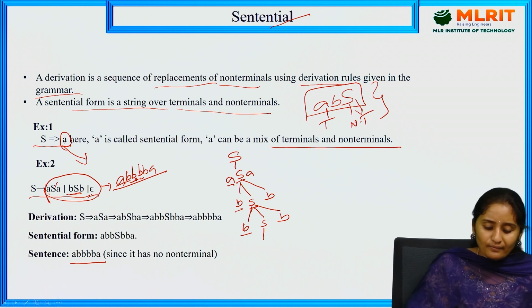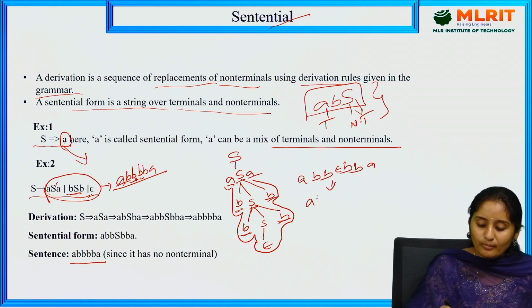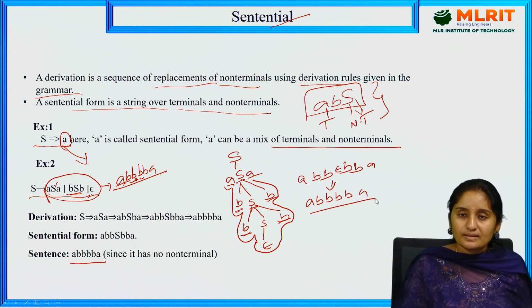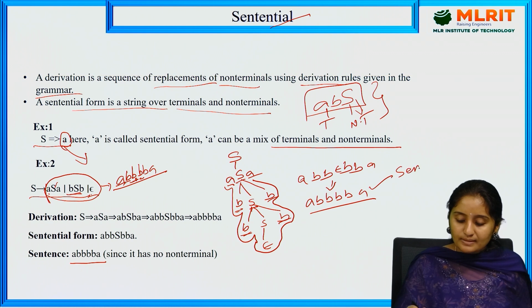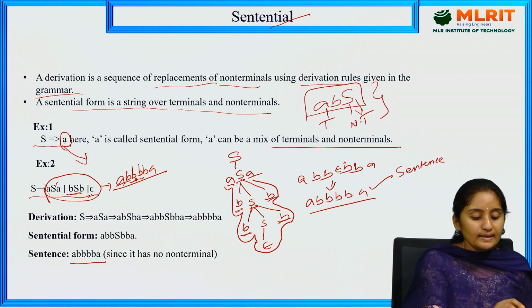And now I can derive S with epsilon. So what am I getting? A, B, B, epsilon. Epsilon is nothing but empty. Nothing is there. Next B, B and A. See here, A B B epsilon B B A. So by removing epsilon, I write A B B B A. This is the string it generated, and this is nothing but a sentence.